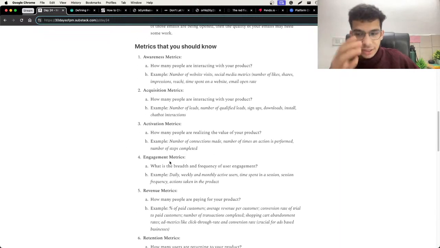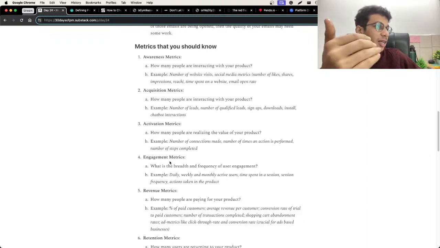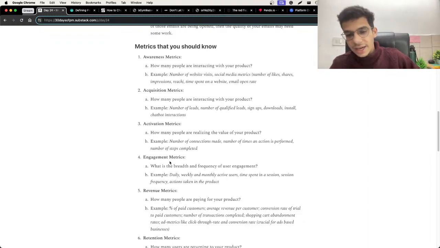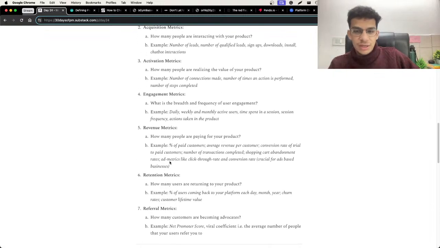Even here are a few metrics categorized in terms of awareness, where you're looking at the engagement, the number of visits; in terms of acquisition, the number of top of the funnel to the bottom of the funnel sort of things. Activation is the number of connections, the number of signups, the number of shares and things like that that can activate your product to multiple other customers. Engagement is on the DAU, MAU side. Revenue is on the churn rate, the revenue, customer acquisition cost, and GMV, and ARR for that matter.